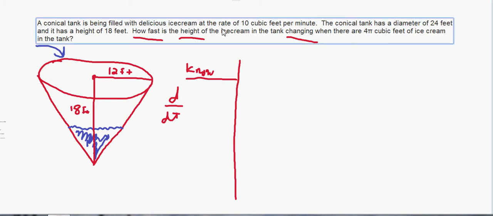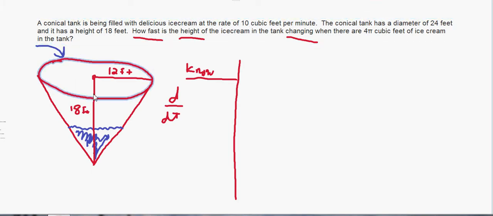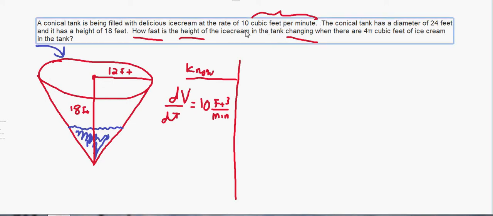And when you want to figure out what that is, if you don't know it right away, you can look at the units. If it's being filled, 3D things that are being filled are measured in volume. So this is a dV dt. It's 10 cubic feet per minute. So we'll write that, cubic feet per minute. And usually the units are a great giveaway. If you don't know what's changing or what's happening, if it's in cubic feet, that's usually going to be volume.